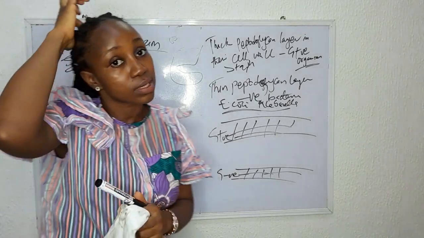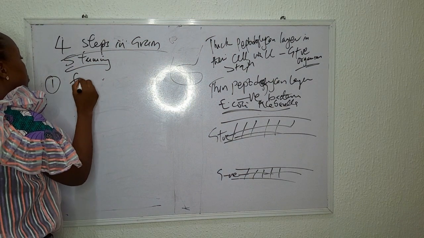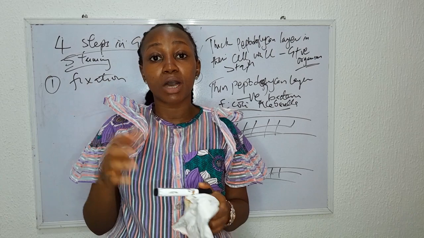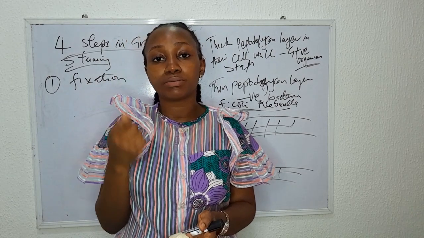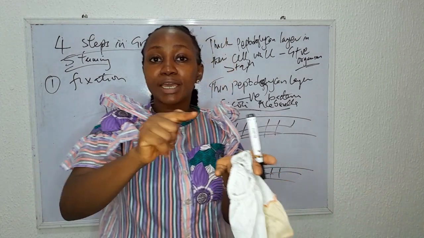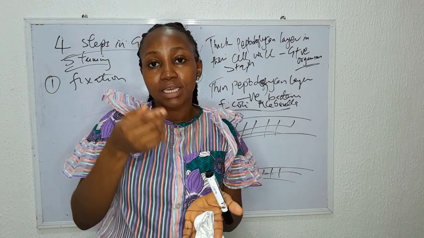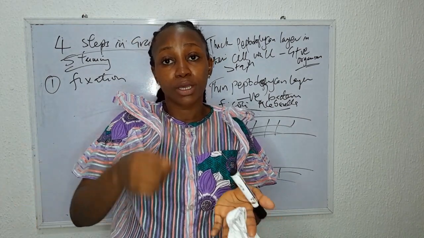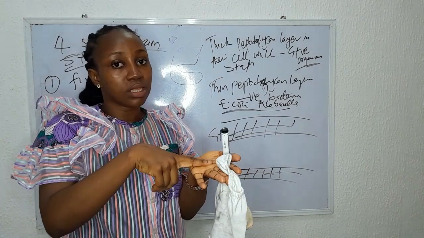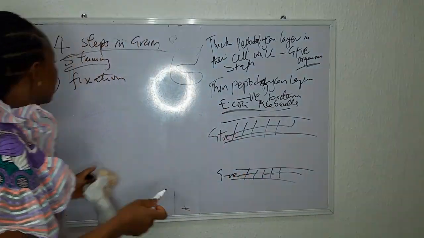So we're talking about the 4 steps in gram staining. The first step is fixation, after you've created a smear on your slide. How do we create a smear? First, you add sterile water on your slide. Then using your sterile inoculating loop, you take a little from a colony that you see on your petri dish and make a smear. Then you need to fix it so that it can stay. Just pass it over the light, then it can stay. That is what we call fixation.